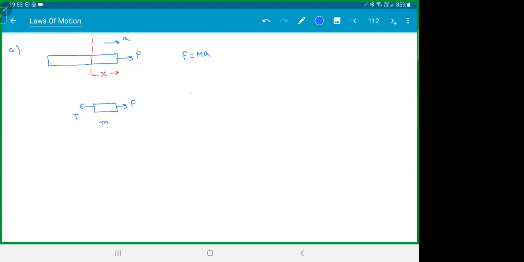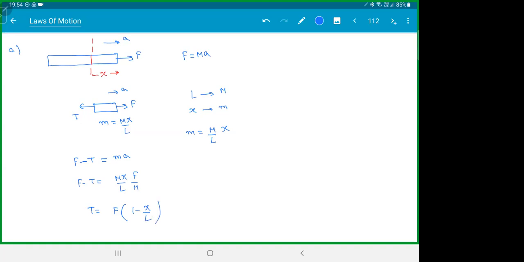What is the mass? For length L, mass is m. For length x, the mass is small m, unitary method. M is equal to mx by L. So mass of this piece is mx by L, and the acceleration will be same. So F minus tension is equal to mass into acceleration. So F minus tension is equal to mx by L into F by m. m cancels, we get tension is F into 1 minus x by L.